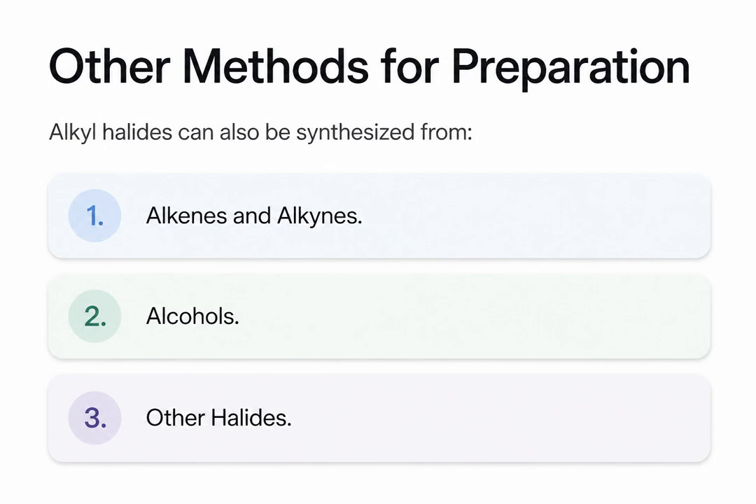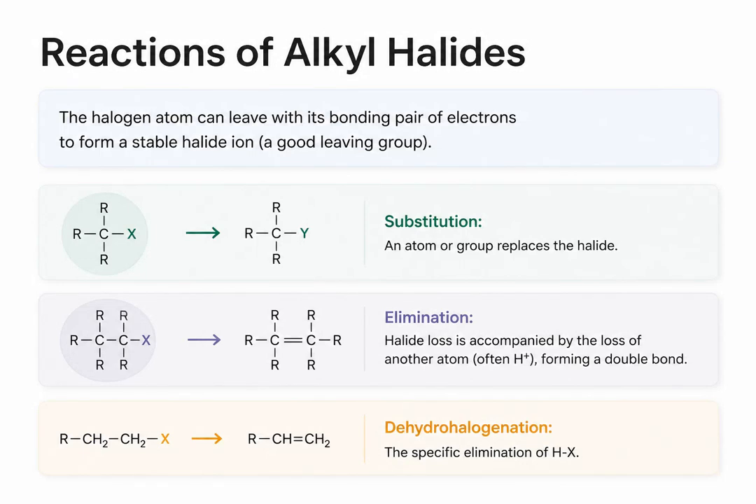Beyond radical reactions, there are several other excellent ways to synthesize alkyl halides. We can make them from alkenes and alkynes through addition reactions, from alcohols via substitution, or even from other alkyl halides using halogen exchange. We will dive into the specific mechanisms for these transformations in later chapters. Because of that polarized carbon-halogen bond we discussed earlier, alkyl halides are incredibly versatile in their reactions. The halogen can easily leave, taking its bonding electrons with it to form a stable halide ion, making it what we call a good leaving group.